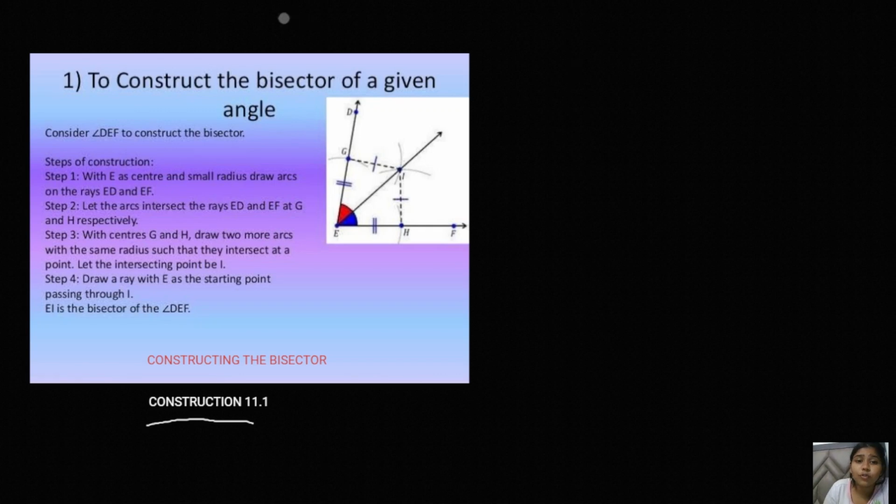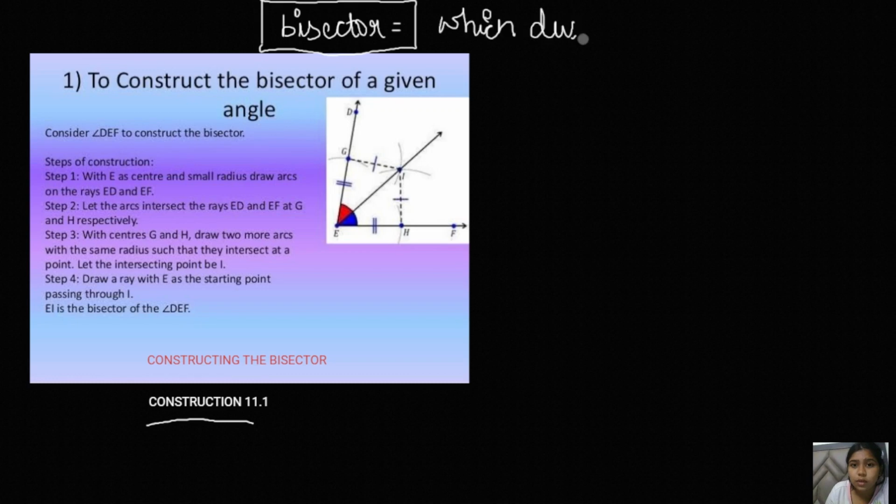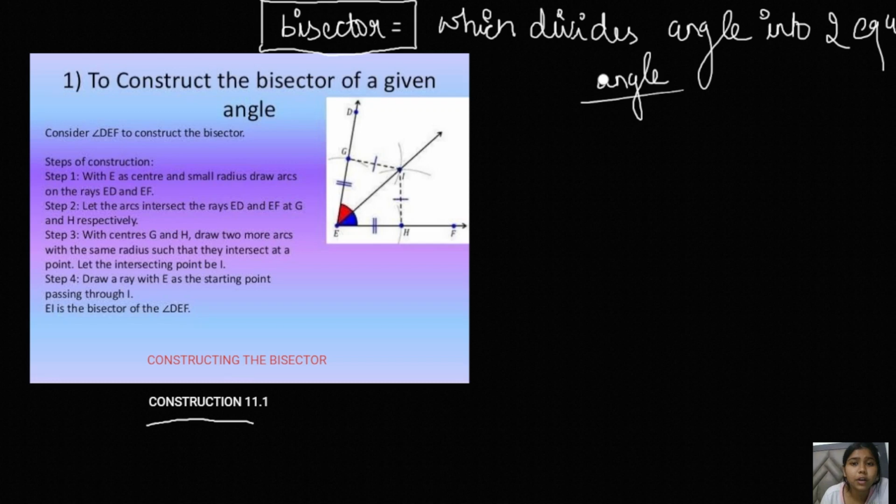Before moving ahead with the construction, what we have to know is what a bisector is. In the earlier chapter, we have seen this term many times. So what do you mean by a bisector? It divides any particular angle into two equal angles. This is what we call a bisector. I told you earlier also.